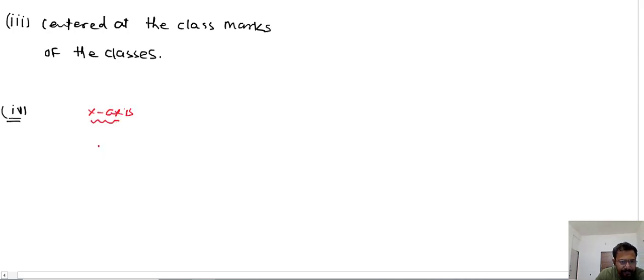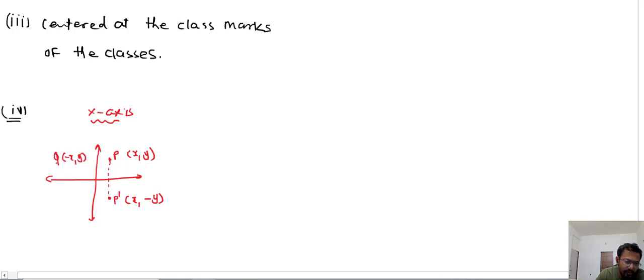Suppose you have a point P (x, y) and you want to reflect this point in the x-axis. So you get P dash here, and only the sign of the y coordinate is changed. So P becomes P dash when you reflect in the x-axis. Suppose you have one more point Q (-x, y), and you reflect Q dash around the x-axis, so it becomes (-x, -y).